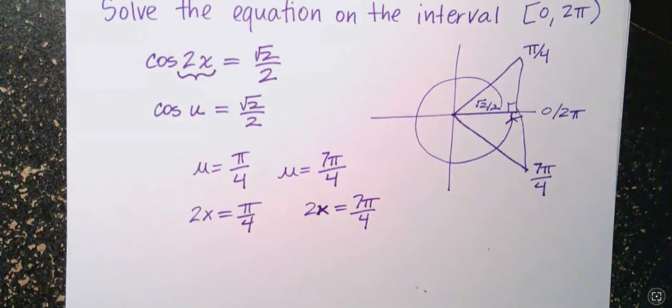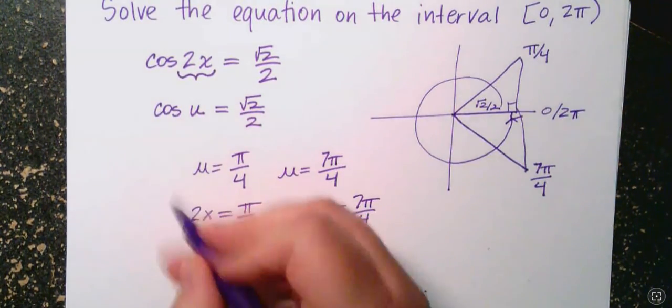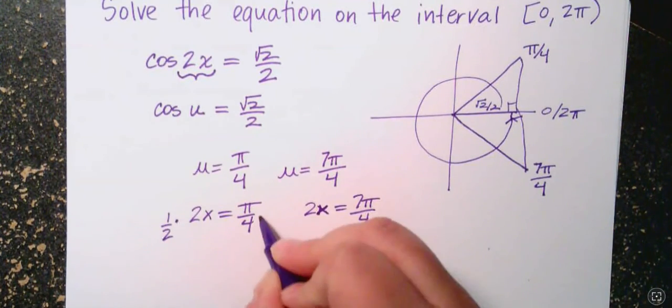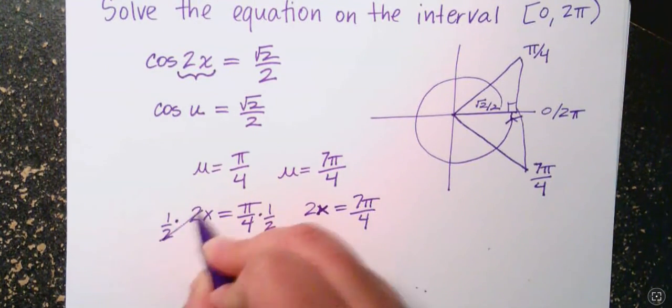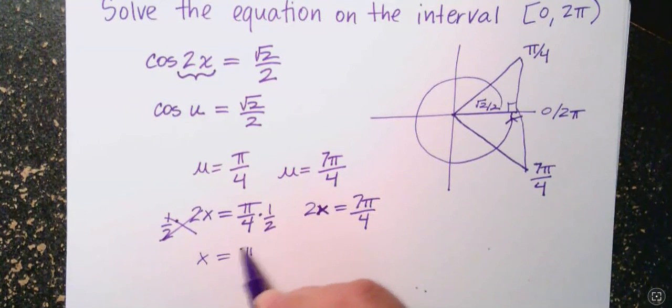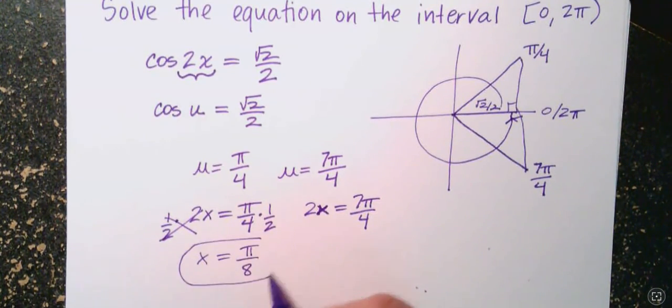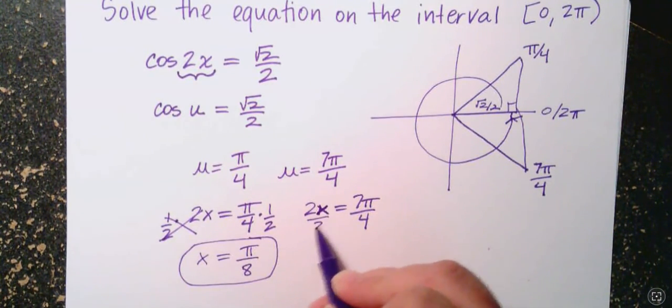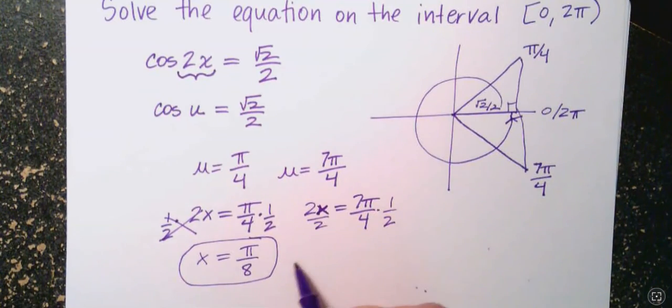And then how do I get rid of the 2 in front of the x? I divide both sides by 2, which is the same thing as multiplying by 1/2, which I like to think of it that way since we have a fraction over here. So we have x equals pi over 8. That's one of my solutions. And same thing over here. x equals 7 pi over 8. There is my other solution.